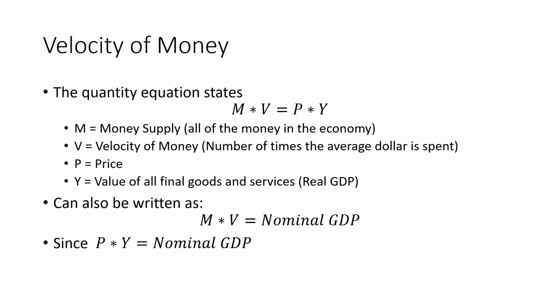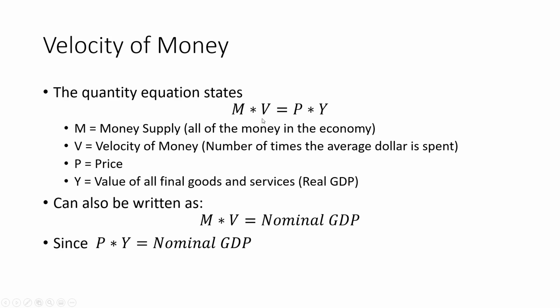The quantity equation of money states that M times V equals P times Y, where M is the money supply, V is the velocity of money, P is the price level, and Y is the value of all final goods and services. So we have money times the amount of times that each dollar is spent equals price times real GDP or nominal GDP, right?